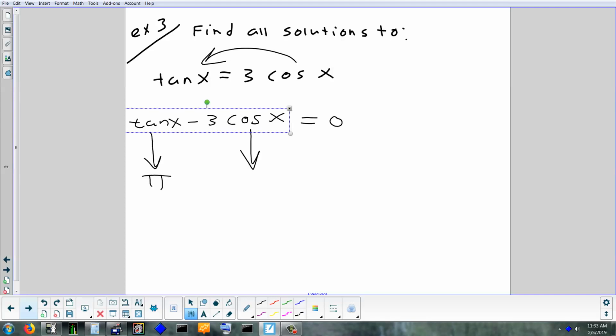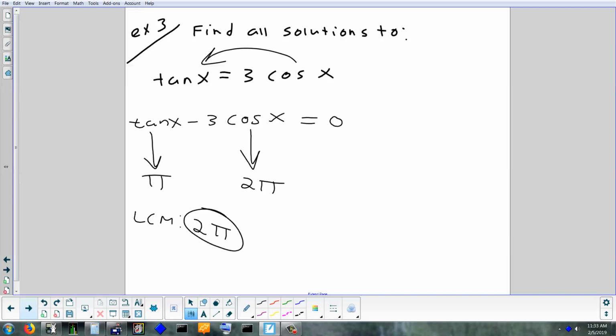There's a vertical stretch of 3. That doesn't matter. What you want to look for is a number in front of x, and you don't have one. 2 pi. So the period is just 2 pi, and the LCM? 2 pi. So that tells me 2 things. 1, it tells me how to set my window. 2, it tells me what to put on the end of each answer, plus 2 pi n.